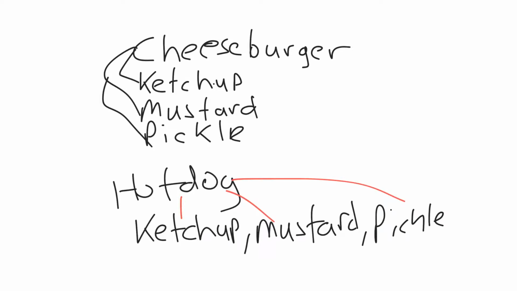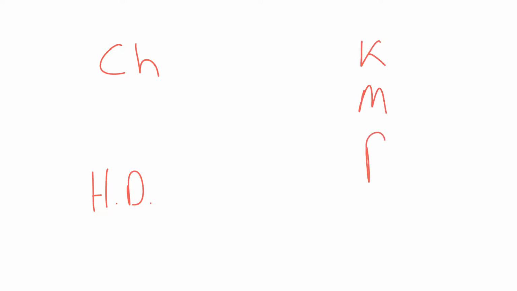Now, you see, this is super messy. So there's an easier way to do this. I'm going to show it to you. It's called a tree diagram. Okay. So I'm going to abbreviate here. So we've got cheeseburger, and we've got hot dog. Okay. And we have our choices. Our choices are ketchup, mustard, and pickle.